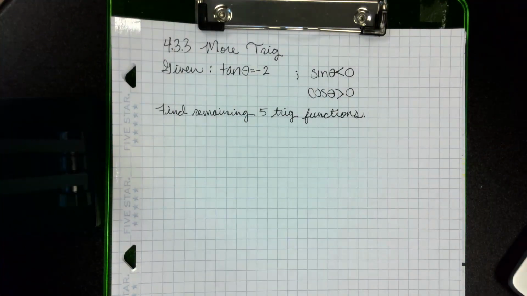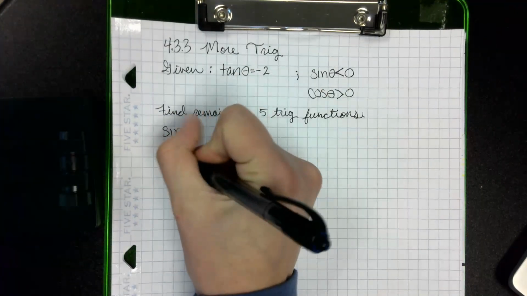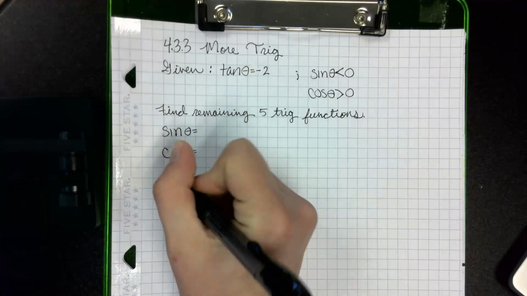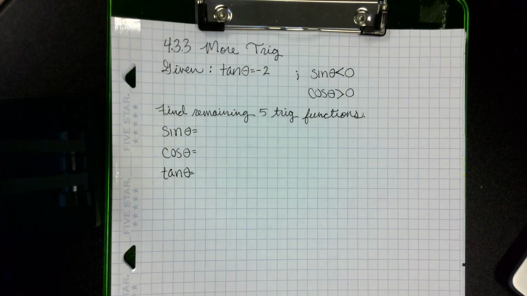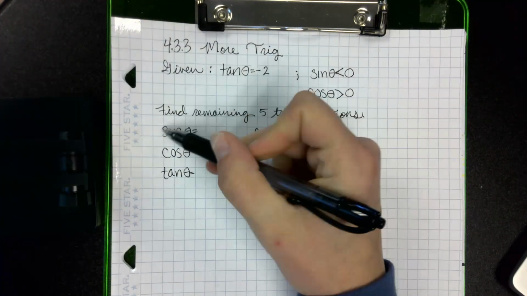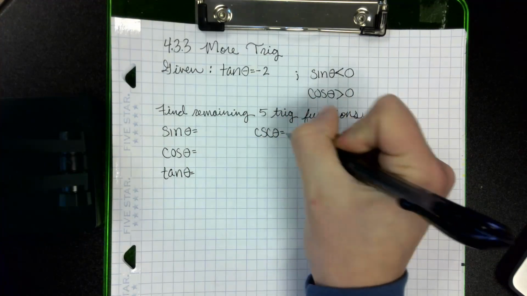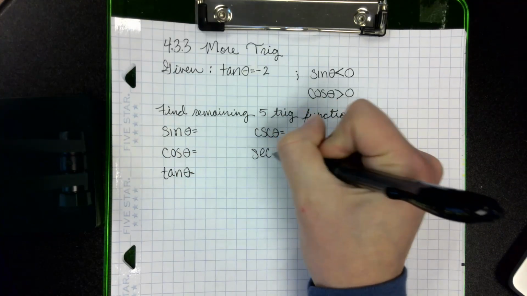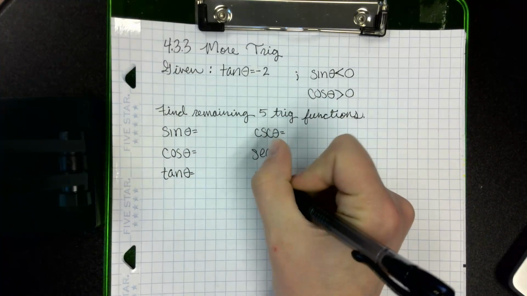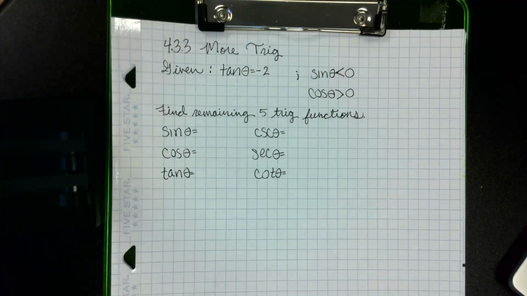When I have to find all of the trig functions, I like to go ahead and set it up as sine theta equals, cosine equals, tangent equals. And then leave some space and do cosecant, because sine and cosecant are the S-C pair, so CSC theta equals. Cosine's pair is secant, with an S and C. And then tangent's reciprocal is cotangent, COT. All right, so we have those set up.